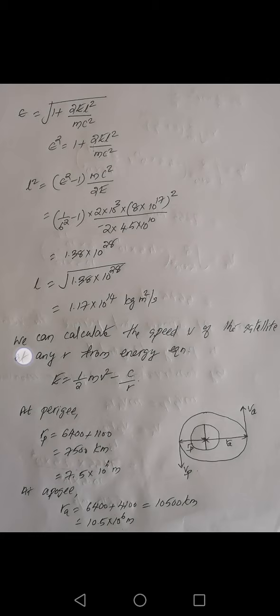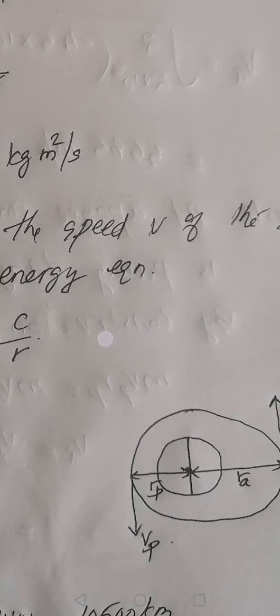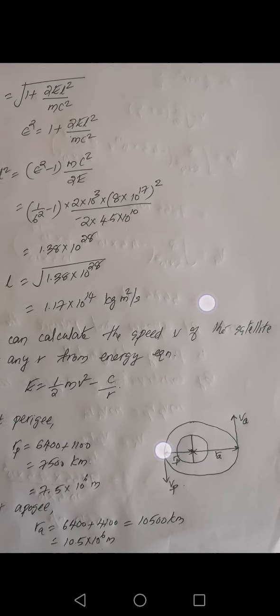So one point you have to remember at this juncture is that at perigee and apogee, the velocity has only tangential direction. There is no radial motion. That's very important. At perigee and apogee, it has only tangential velocities, no radial velocities. So we can calculate the values.